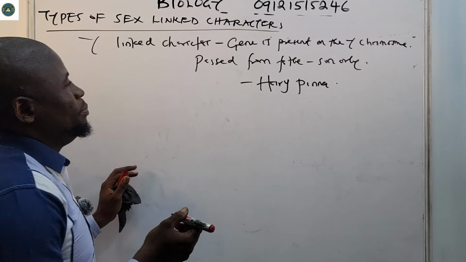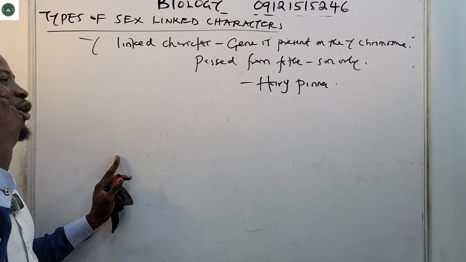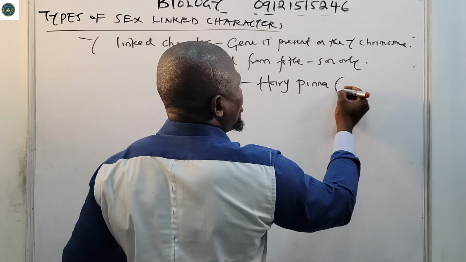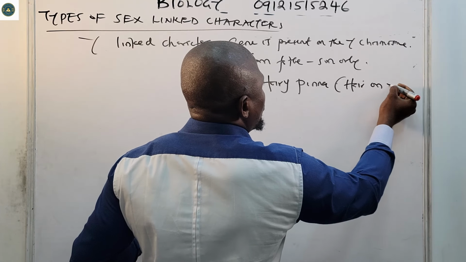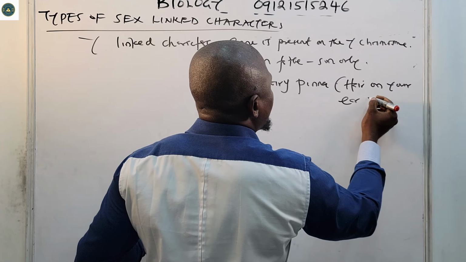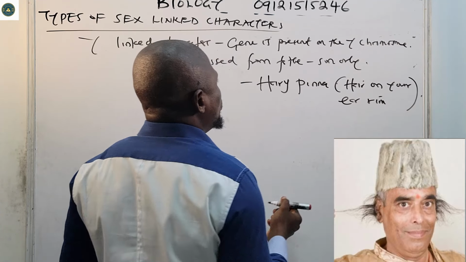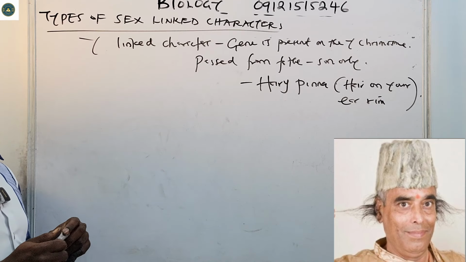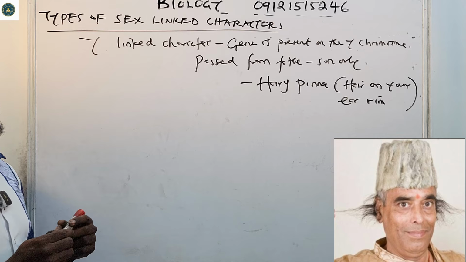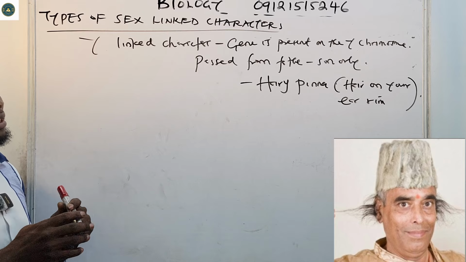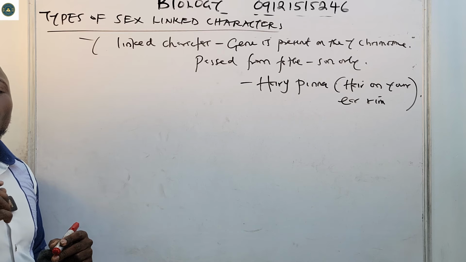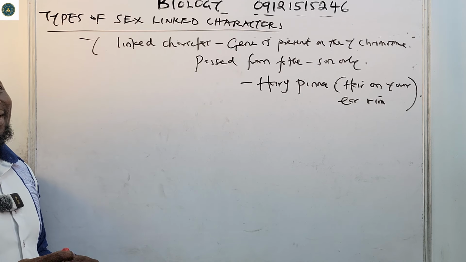Okay, the hairy pinna. That is when you have hair on your ear rim. Okay, so that is hairy pinna. It can only be passed from the father to the son only. Those are examples of what? That's an example of a Y-linked character, where the gene is present on the Y chromosome and it is passed from the father to the son only. Now, let me just give you a real life example.